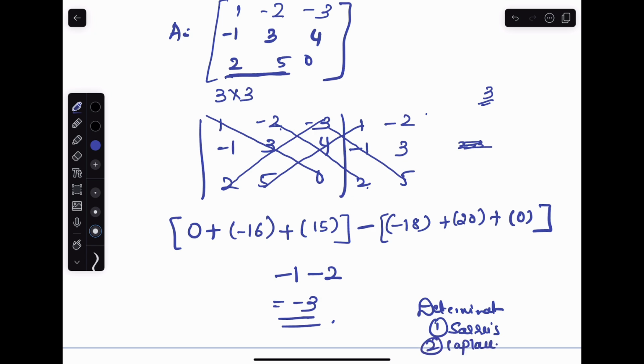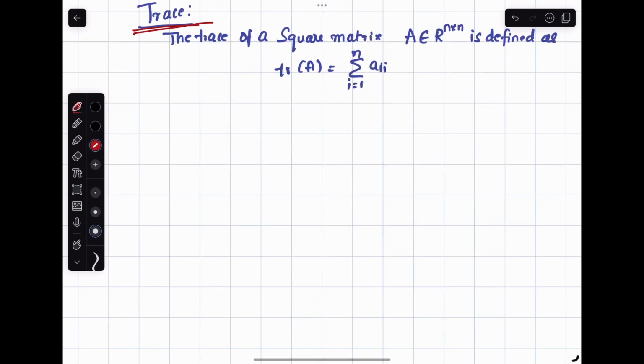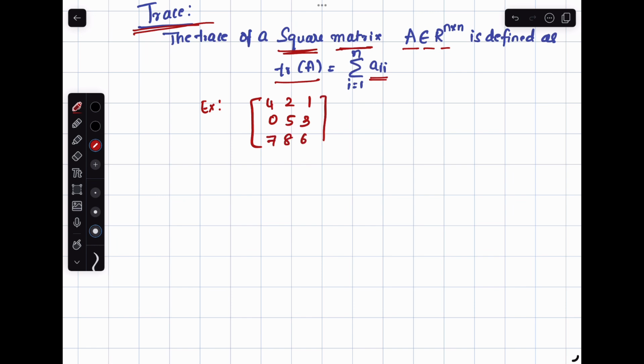There is one more small topic that is called trace. So what is a trace? The trace of a square matrix A belonging to R to the power n cross n is defined as trace of A is equal to the summation from i equal to 1 to n of a_ii, that is, a11 plus a22 plus a33. Let me take one example. I have a matrix, say, 4 2 1, 0 5 3, and 7 8 6.